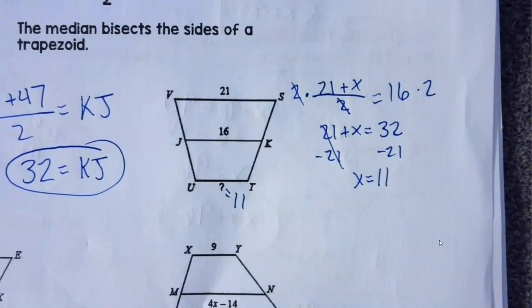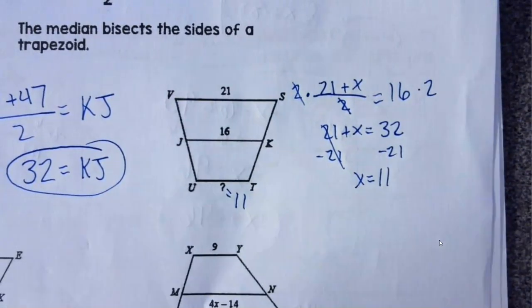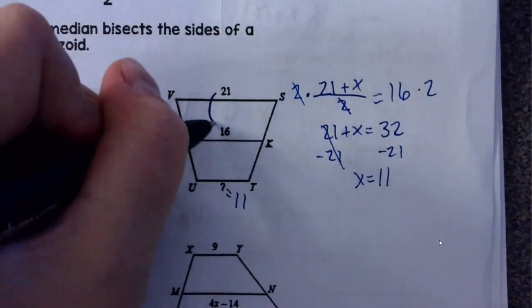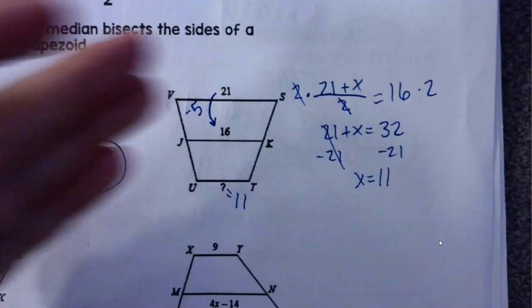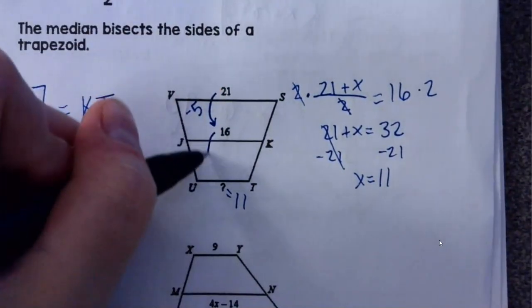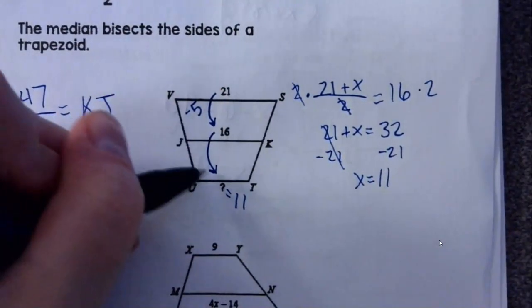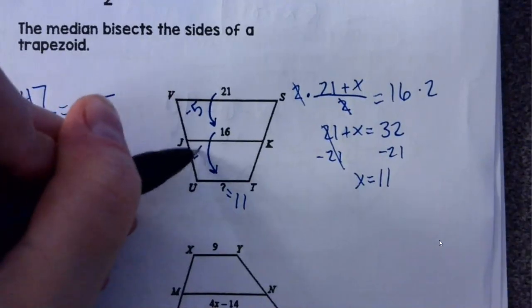I think an easier way, if you can remember it, is to just figure out, okay, what is the change from 21 to 16? Oh, we are subtracting 5 to get from here to here. And then we need to do the exact same thing to get from the middle to the other side. We need to subtract 5.